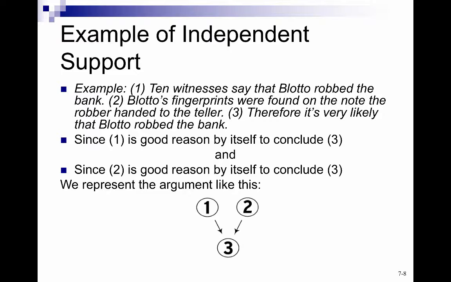Is it a good reason to conclude it's very likely Blotto robbed the bank? Are 10 witnesses saying that Blotto robbed the bank a good reason? Yes. So that is independent of the other thing. Is the second reason, Blotto's fingerprints on the note, a good reason? Yes, that is a good reason by itself that Blotto possibly robbed the bank. Now, of course, together they do make a pretty good case against Blotto, but each of them is at least a decent reason that leads to the conclusion, and each could stand alone as a reason. So each of them has an arrow that leads to the conclusion.